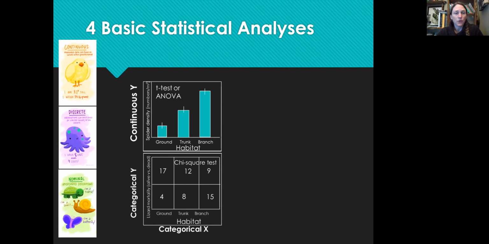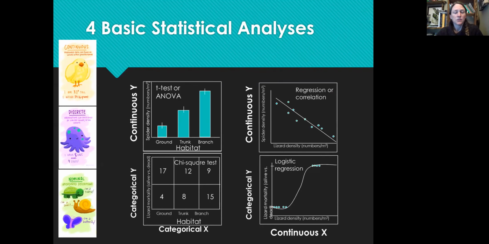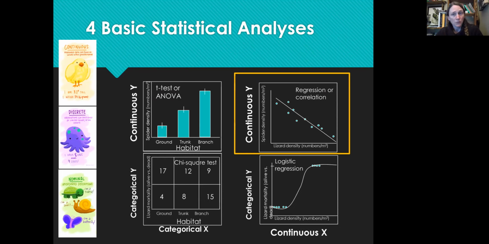Now, today we're moving over to the types of analyses that have continuous Y variables. And you can have a continuous X variable. And so you can have a continuous X variable with a categorical Y variable. And that's a special kind of analysis called logistic regression. We're not going to go into that in this course. But what we're going to focus on today is when we have a continuous X variable and a continuous Y variable. And this kind of analysis, you would produce a scatter plot and you would use either regression or correlation.